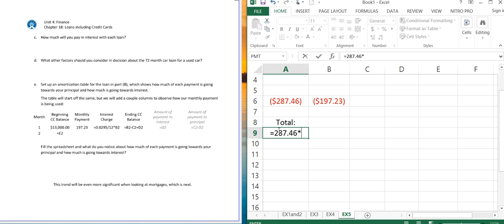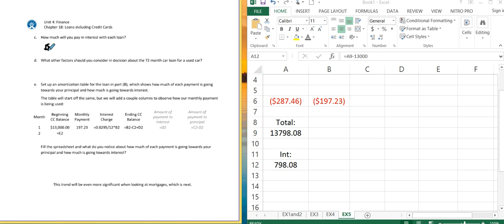That's 287.46 times 48 months. And so the amount that I am going to be charged in interest is going to equal the total amount that I end up paying, all the payments I sent in, which is $13,798, minus what the loan was for, which was $13,000. So in this situation, I end up paying $798.08. That's how much we spend in interest with the first loan, the 48-month loan.